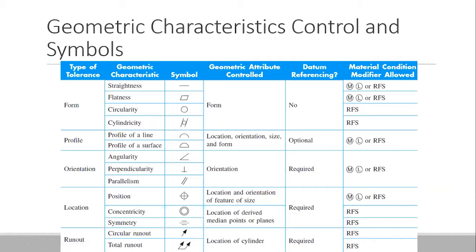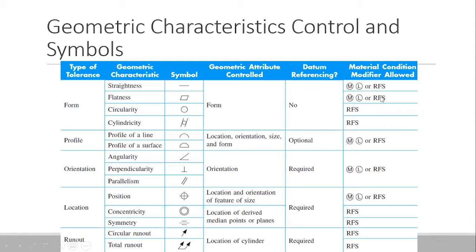These are the four symbols that will be used to control the form of a part. If you want to control the form of any part we fabricated, you either provide straightness, or control the flatness, cylindricity, or circularity. So these are the only four symbols to control the form. And for controlling the form, you don't need any datum referencing. There is no need for any datum referencing.